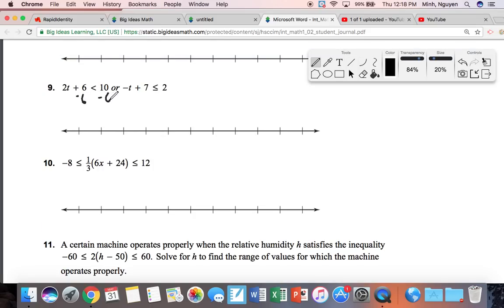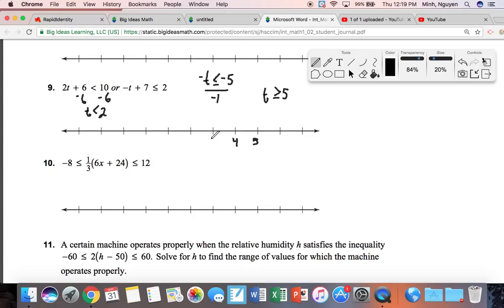-6. So 10 to -6 is 4, and we're going to have to divide it by 2. So I'll say t is less than 2. And we are going to subtract 7. -t is less than or equal to -5. We're going to have to divide by -1. When you divide by a negative, sign swaps. So equal to or greater than 5 or less than 2. So this is an or. They're going to go in different directions.